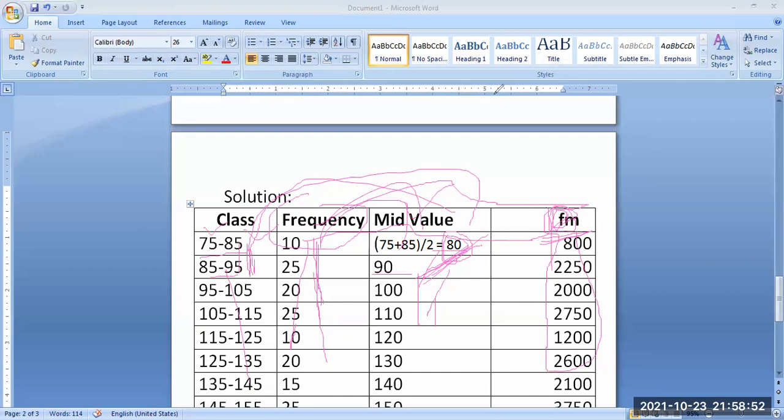In the next class, we will learn about this same series using the step deviation method, and the assumed mean method also we will do. I hope you understood. Yes, sir, understood.